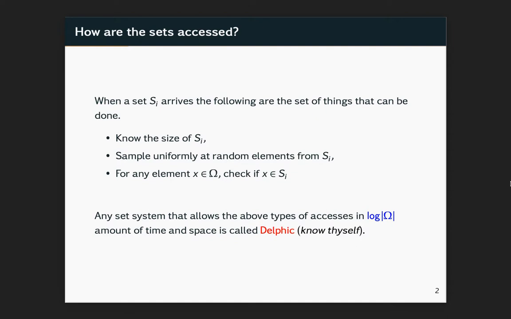Now, how are these sets accessed? When a set S comes, we are allowed the following three operations. We can know the size of the set, or we can sample uniformly from the set, or for any element x we can check if x is in the set or not. Any set system that allows us to make these operations using something like order of log omega time and space complexity is called Delphic.